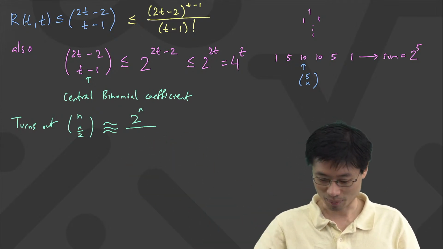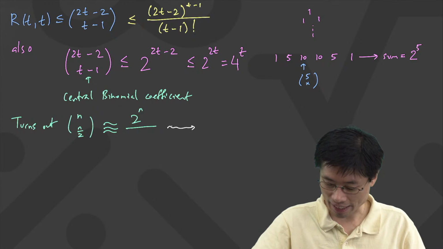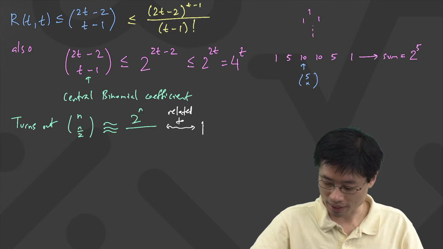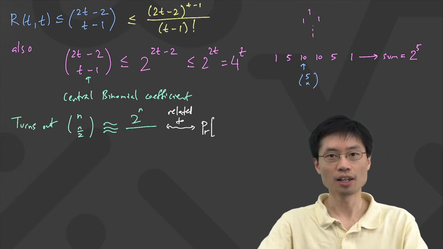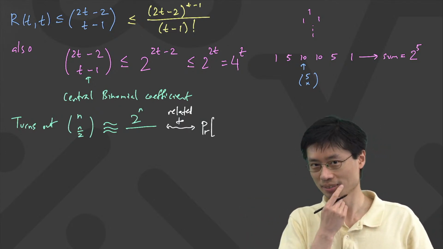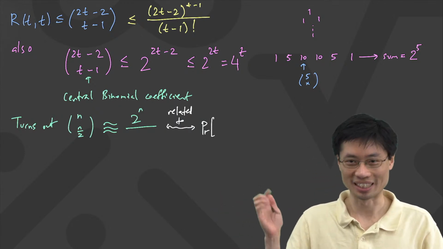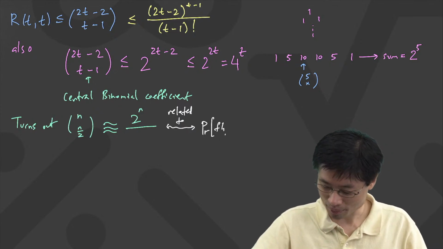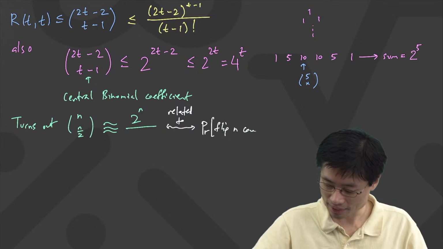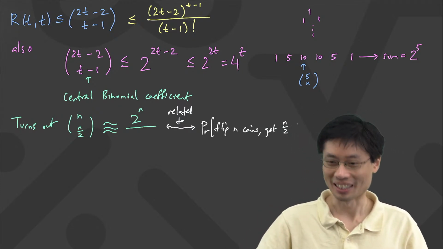I'm going to rewrite this, and this fact is related to the probability that if I flip n coins, I get exactly n over 2 heads. I mean, that's exactly what this is related to, okay? The probability that if you flip n coins, you get n over 2 heads.